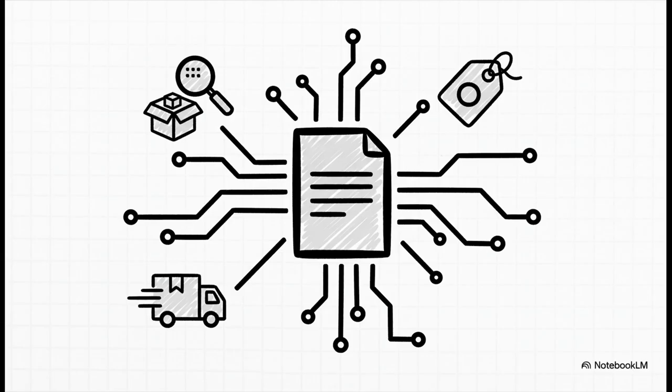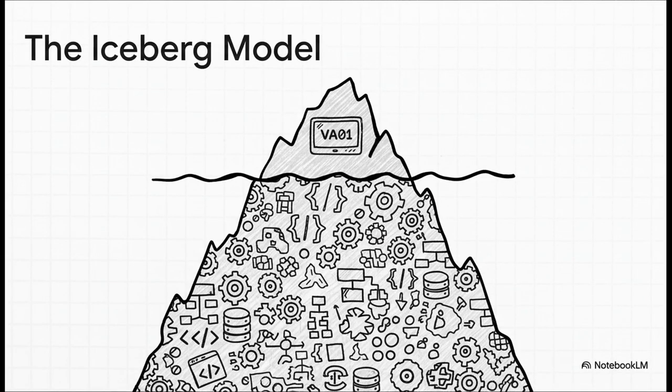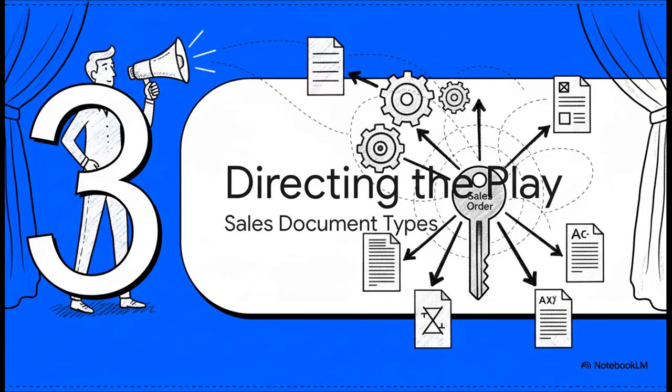Every single one of those actions is controlled by this powerful, intricate web of rules we call configuration. And the perfect way to picture this is with the iceberg model. What we see, that user screen in VA01, that's just the very tip. The real power, the massive hidden structure that holds everything up, is all that configuration and code sitting just below the waterline.